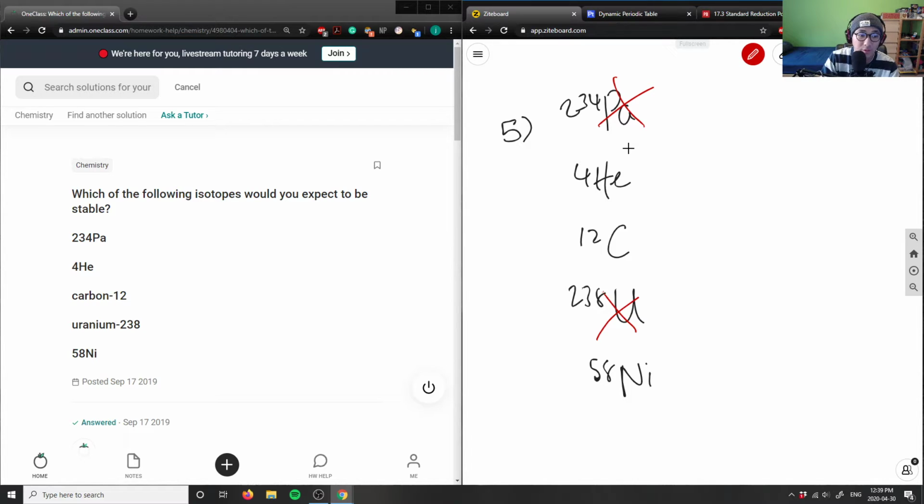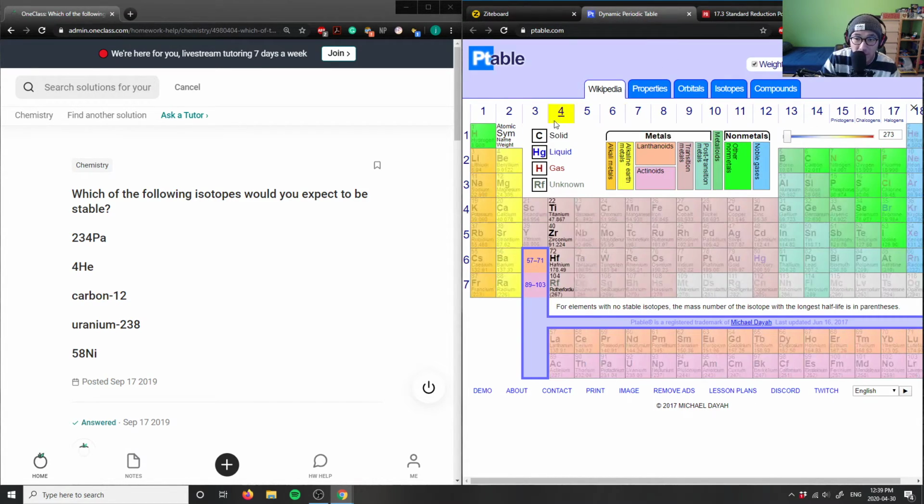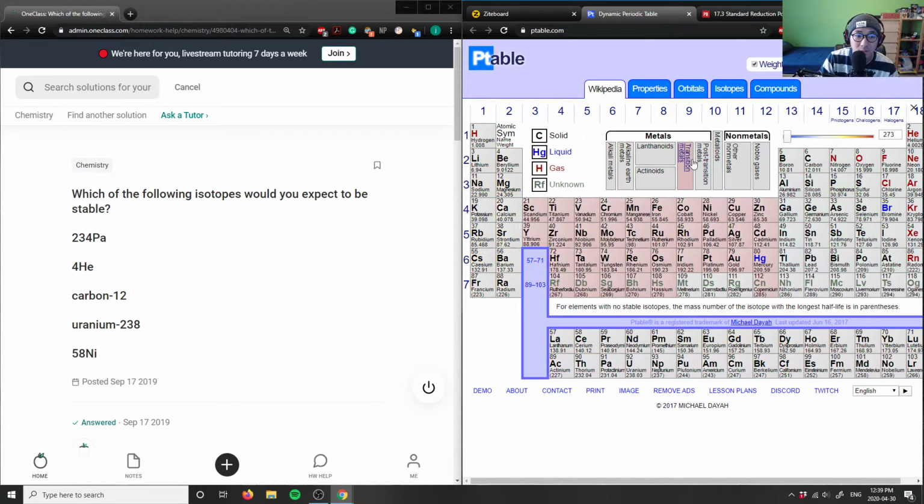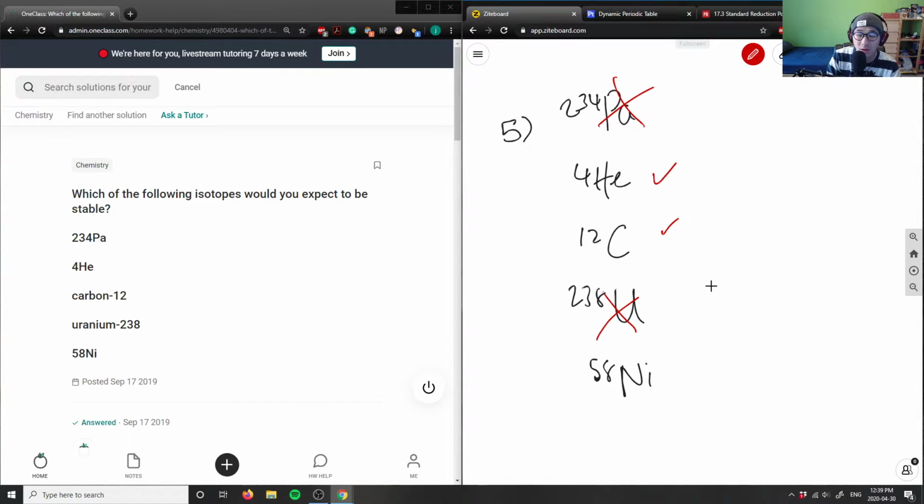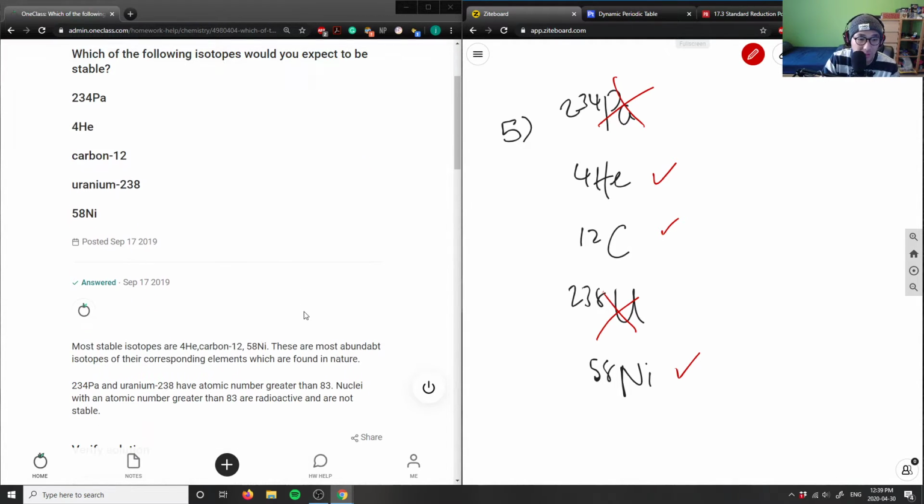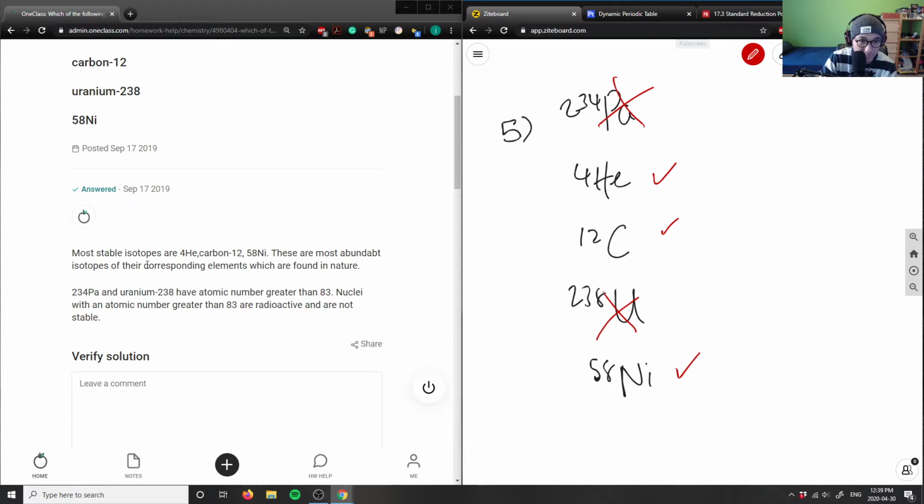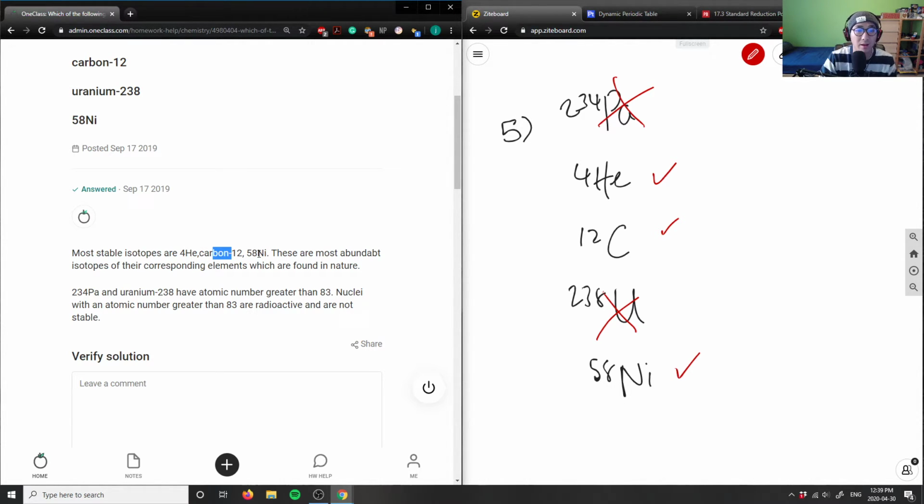So you're left here with helium. Helium and carbon 12 are pretty stable as isotopes, just because they exist further up on the periodic table. And nickel 58 would also be stable here because, again, it's not a radioactive isotope. So these 3 are more stable. So again, the most stable are helium, carbon, and nickel.